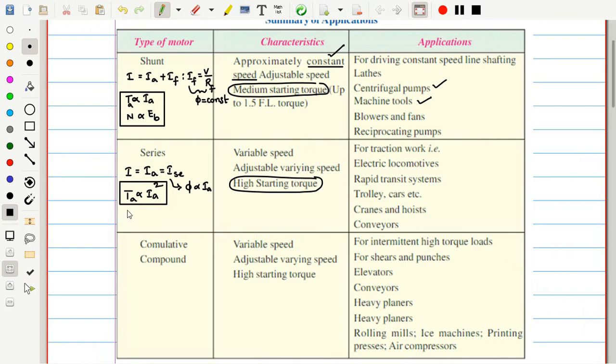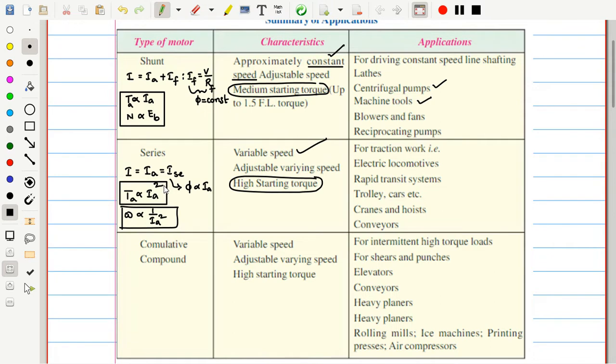We also saw one more thing, that speed is proportional to 1 by Ia square. Based on this, as current varies, the speed varies, so it is a variable speed application. Okay, so that is one important characteristic of the DC series machine. It is used mainly for variable speed applications.